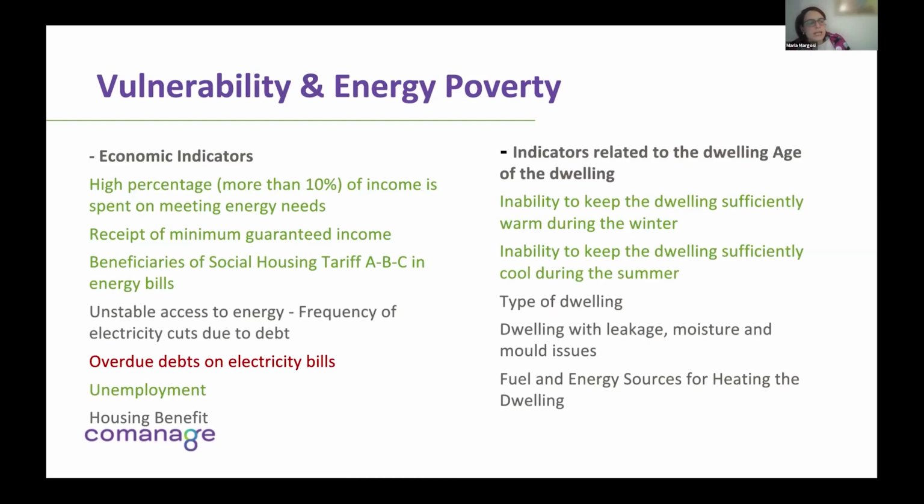tackling energy poverty and trying to define the vulnerable households was not something easy. We tried to use many economic indicators in order to define the most vulnerable households in Greece. So at first we gathered, according to the research, the indicators that are used for vulnerability and energy poverty. We ended up using some of them, the green ones. And we had one indicator, as you see, in red. It's the overdue debts on the electricity bills, because this is one that I want to comment on more.